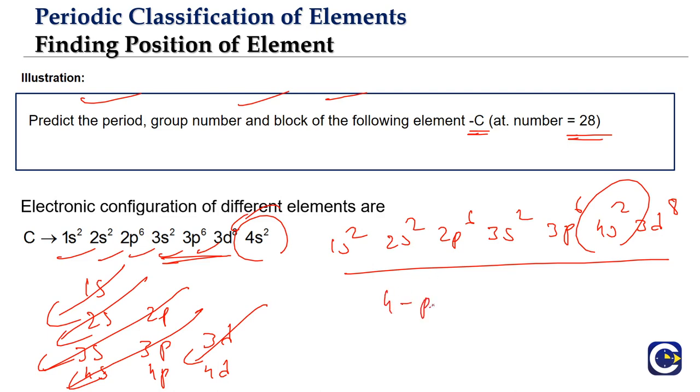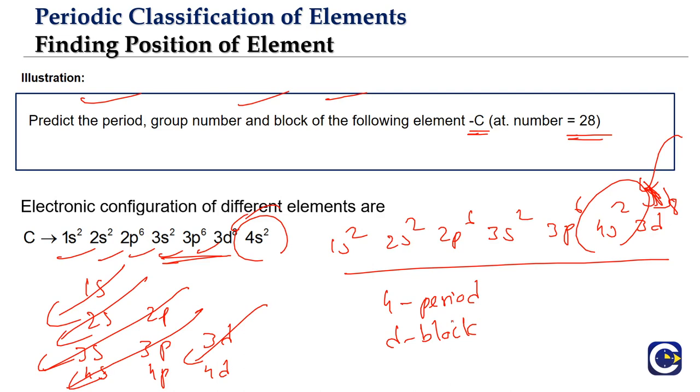So that means this element belongs to the fourth period. Where is the last entering electron going into? It is going into the 3d subshell. It will be a d block element. After filling 4s, we are going into 3d, right? The last entering electron is getting into the 3d subshell. So that's why it is a d block element.